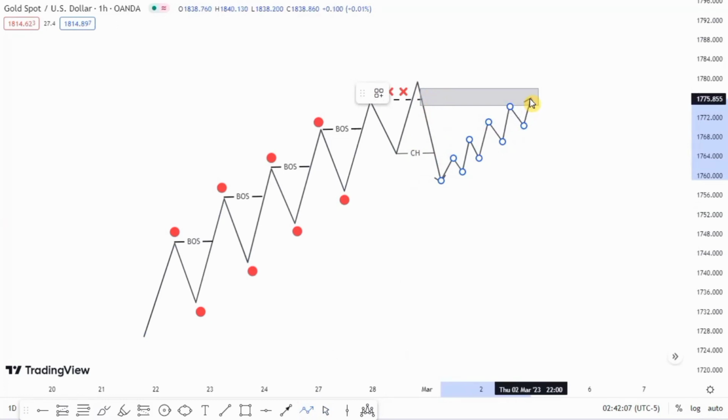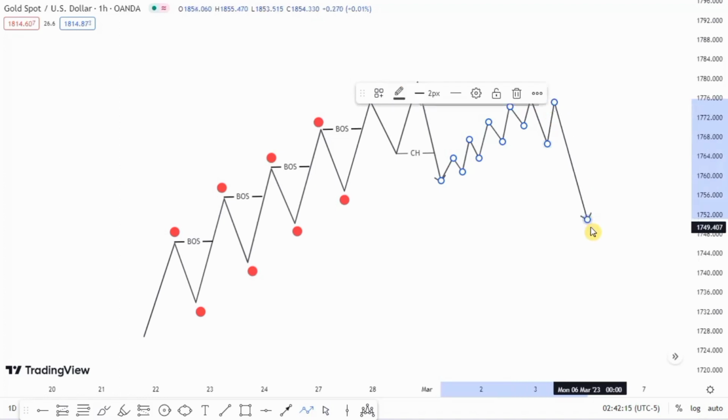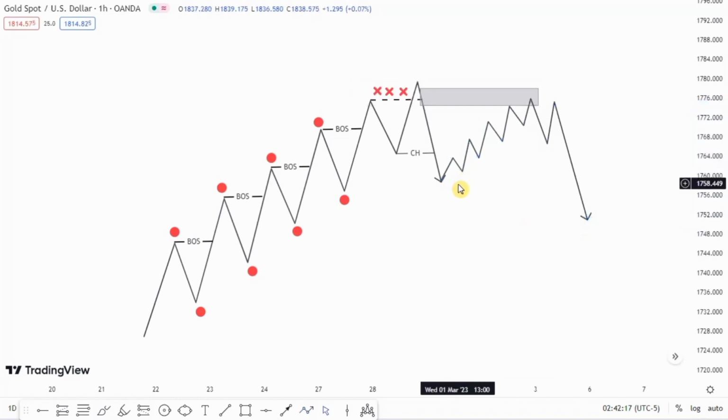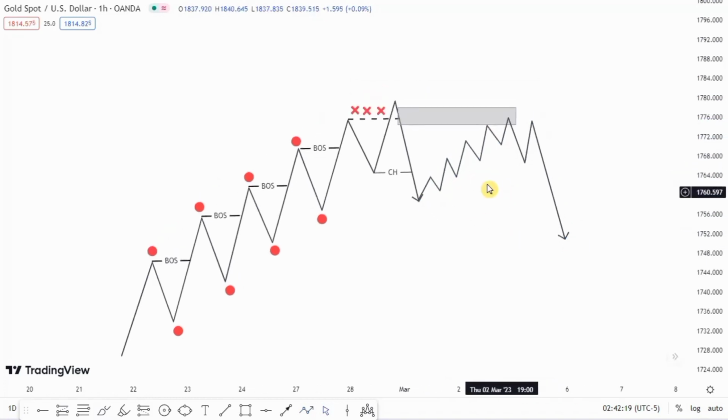So the market returns back to the supply zone. You're going to wait for the market to change in character, and then you sell from the minor supply zone. You can decide to be aggressive, but that's fine. Whichever way you choose is up to you.